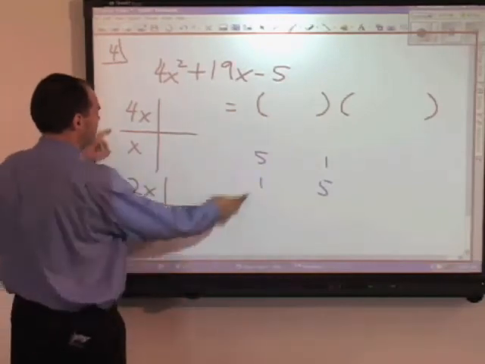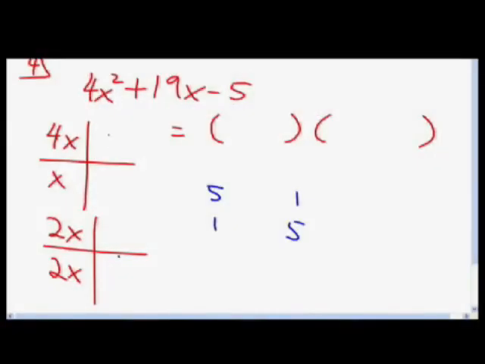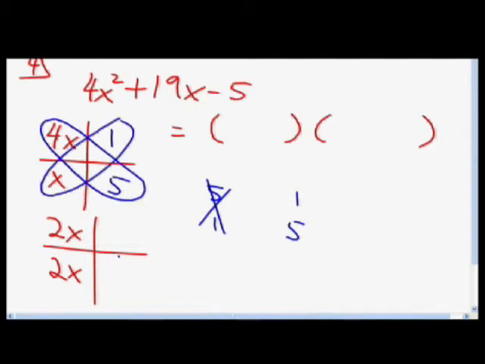Let's begin. Let's try 5 and 1. Maybe we'll get lucky early. Cross product is 4, cross product is 5, that's 9, that doesn't work. Okay, so that option is then out. Let's try 1 and 5. This is 20, this is 1, that adds or subtracts to 19. This might be the possibility that we're looking for.